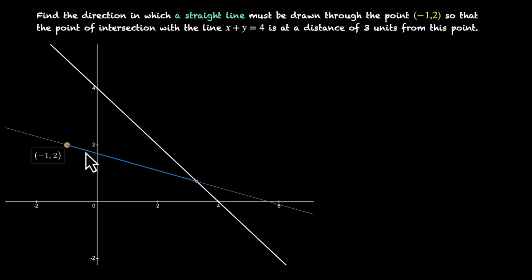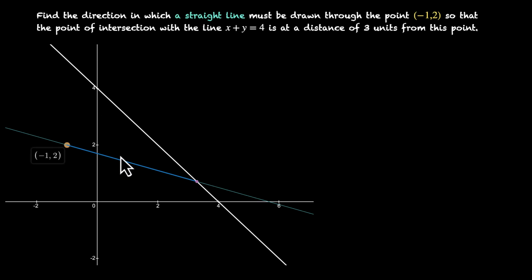Where is minus 1, 2? Okay. This is minus 1, 2. So we need a line through this so that the point of intersection with this line x plus y equals 4, this white line, is such that the x-intercept is 4 and the y-intercept is 4.